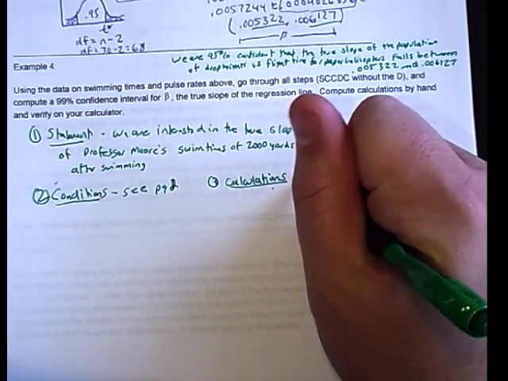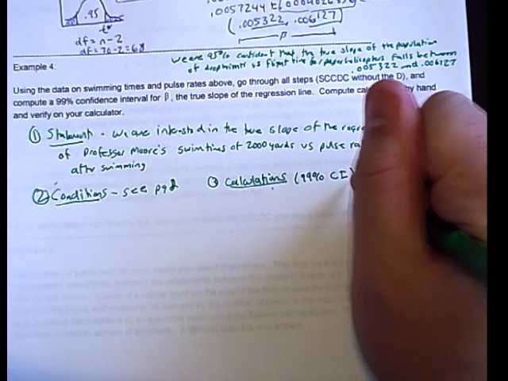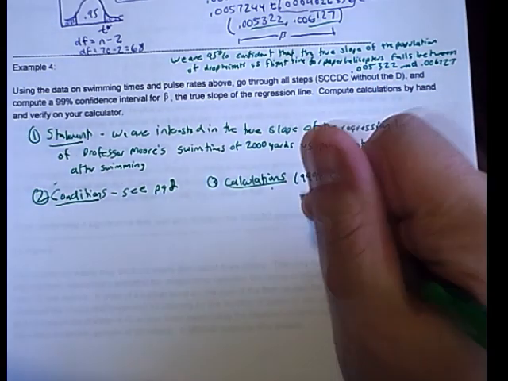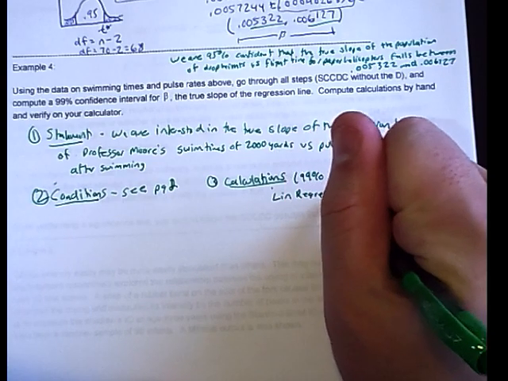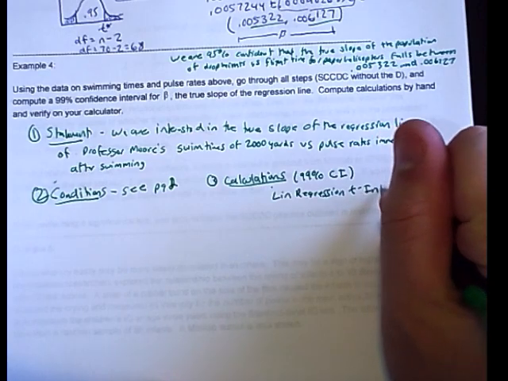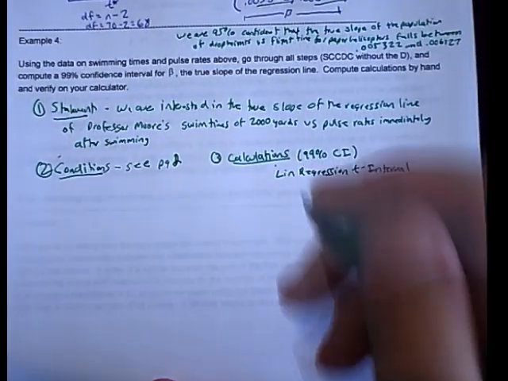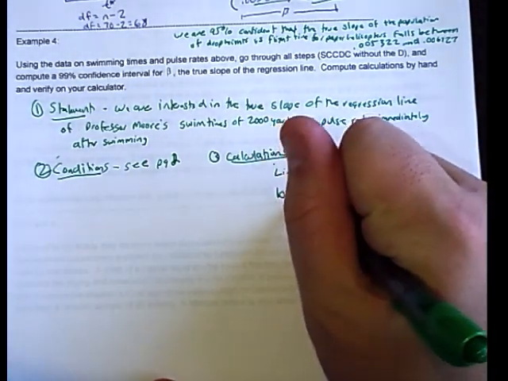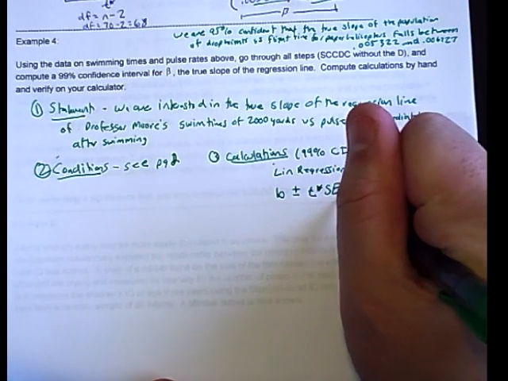This is a 99% confidence interval. All right. So this would be called a linear regression. The name of the interval is a linear regression T interval. Okay, so I'm going to write the formula. Sample slope plus or minus critical value times the standard error of the slope.